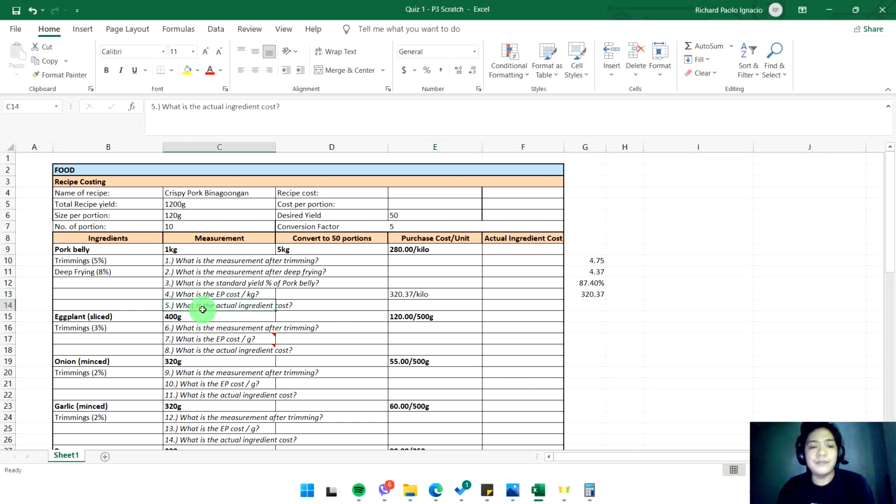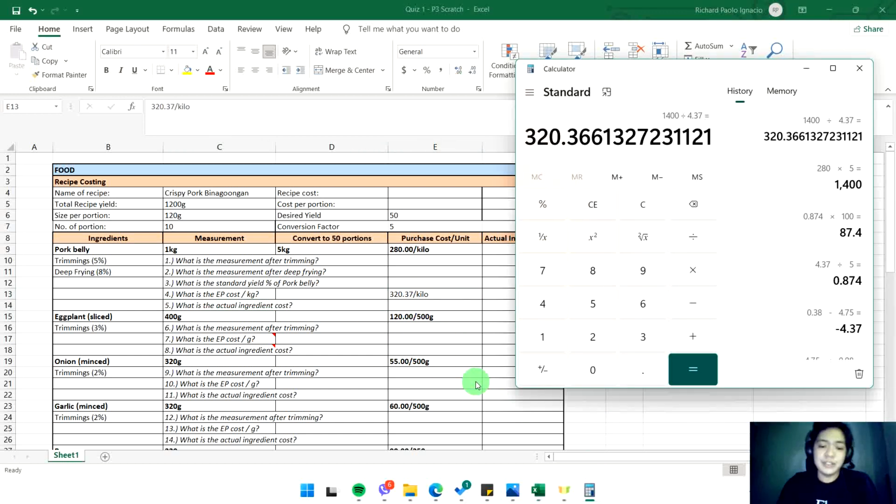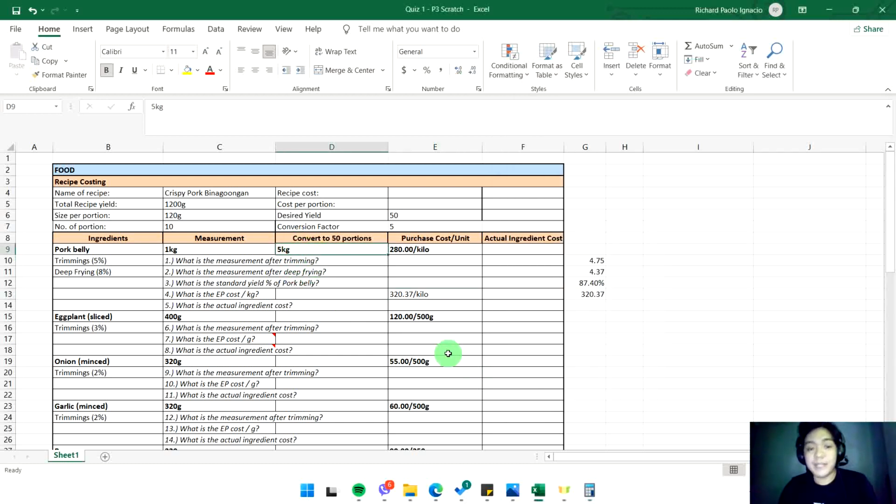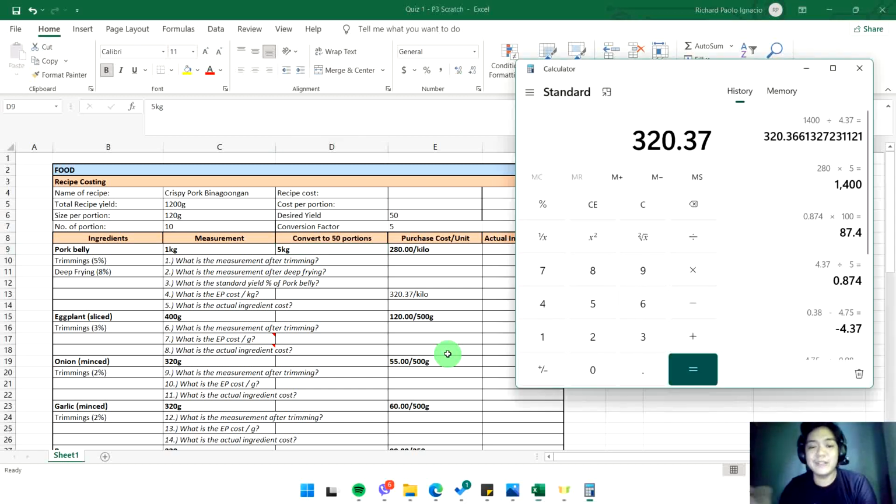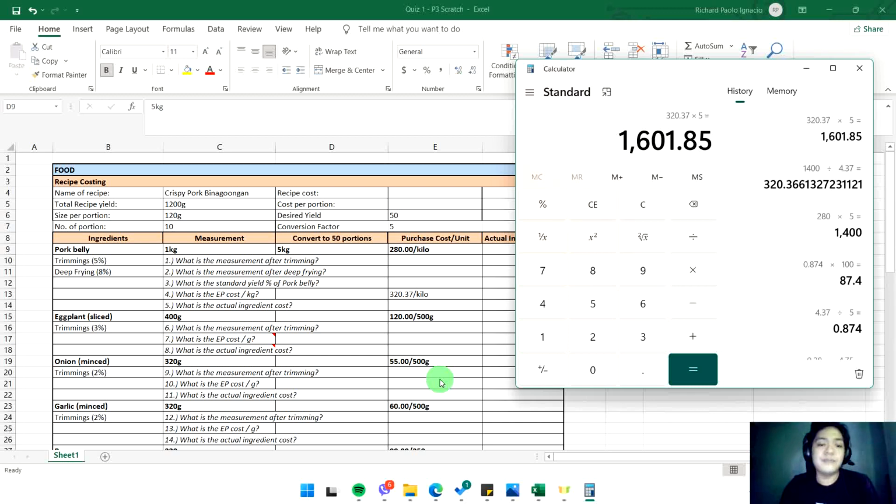Now, we will have the actual ingredient cost. Ngayon, since na-compute na natin ang EP cost or edible portion cost, yung presyo ng pwede nating kainin per kilo, which is 327.37, imumultiply natin ngayon yan sa AP weight natin, which is 5 kilos. Kasi yun yung binili natin. 5 kilos ang binili natin. So times 5, we will now have an actual ingredient cost of 1,601.85.